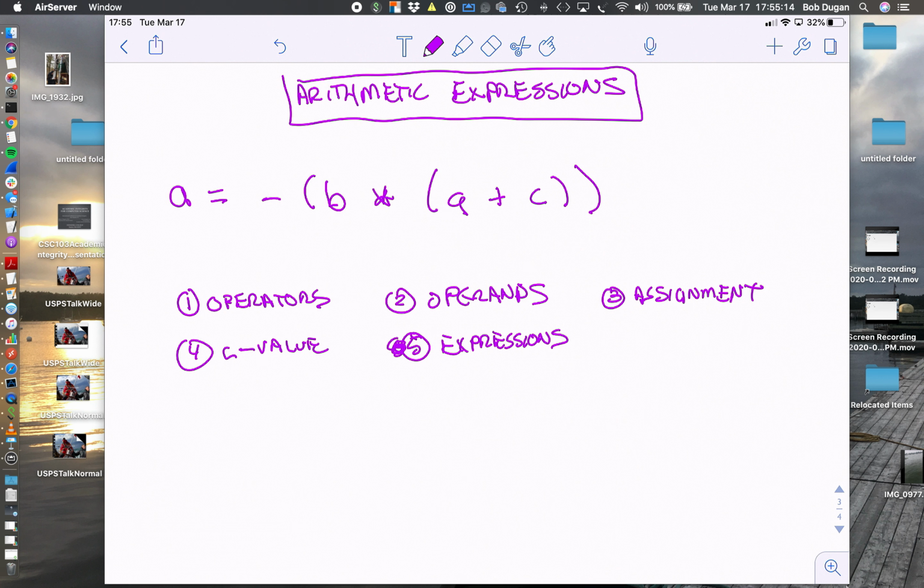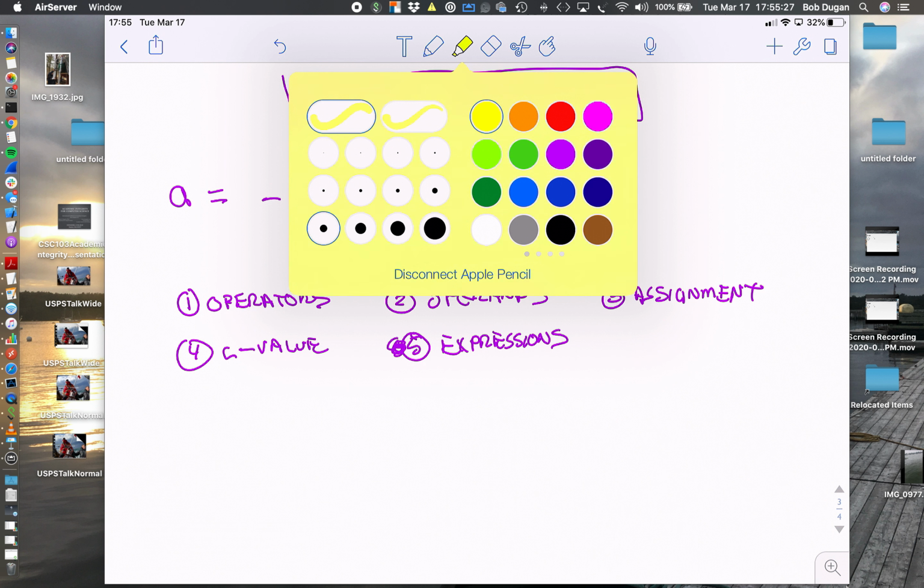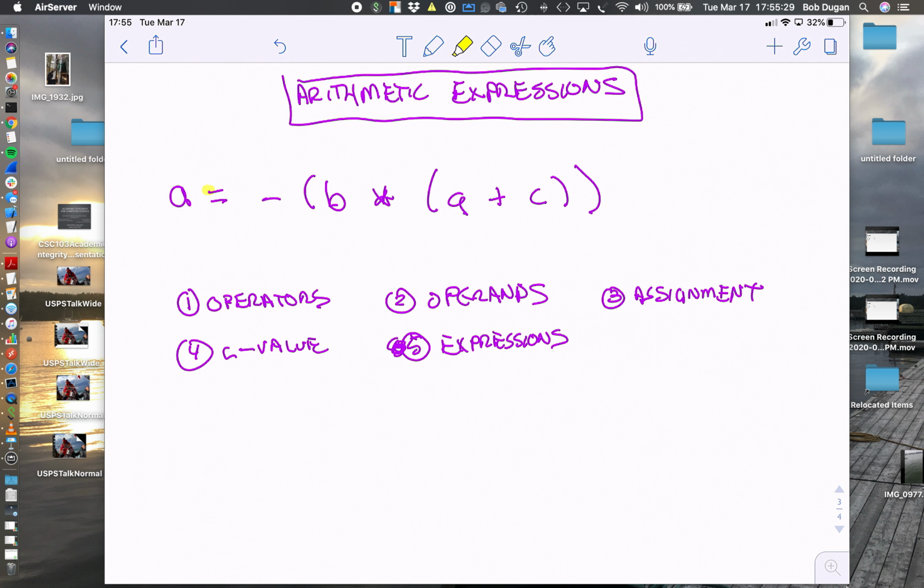Okay, now let's identify the operators. So the operators are the things that are used to manipulate the operands. I'm going to highlight the operators using the color yellow. There's an operator. There's one. There's one. And there's one. So operators are highlighted in yellow.